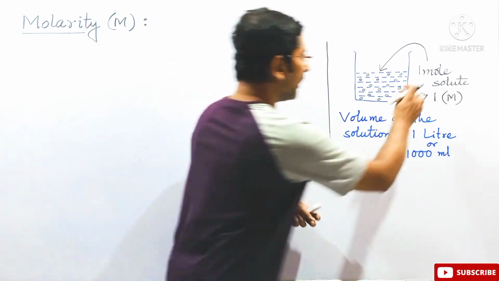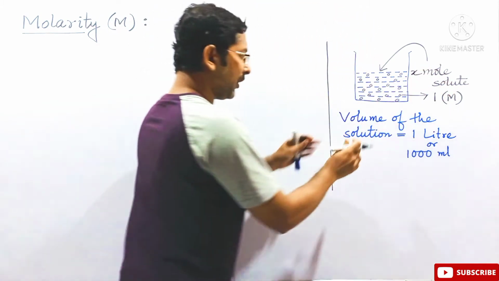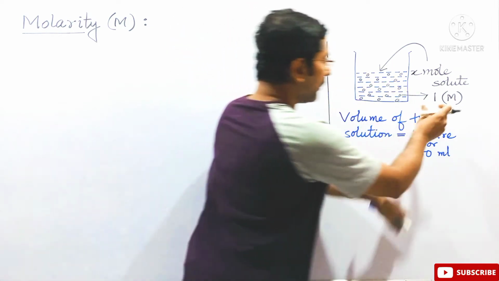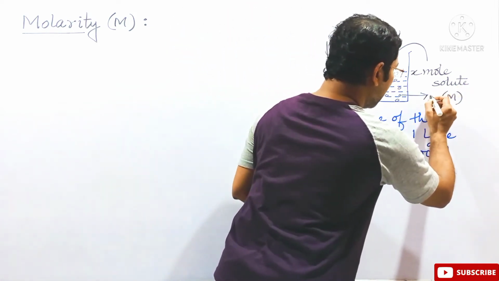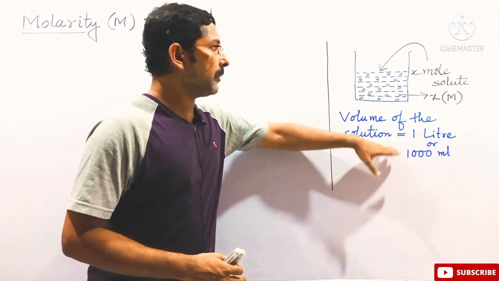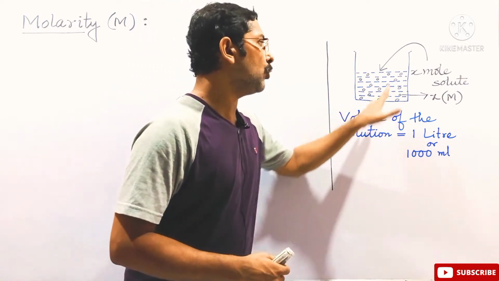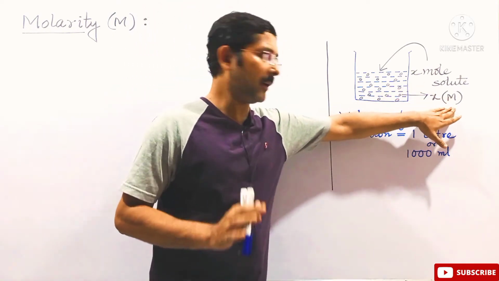And of course, if X mole of solute is added to this 1 liter of the solution, the concentration of the solution will be X molar, right? मतलब 1 लीटर सॉल्यूशन में जितना मोल सॉल्यूट रहेगा ये सॉल्यूशन के कंसंट्रेशन उतना मोलर हो जाएगा, ठीक है ना?